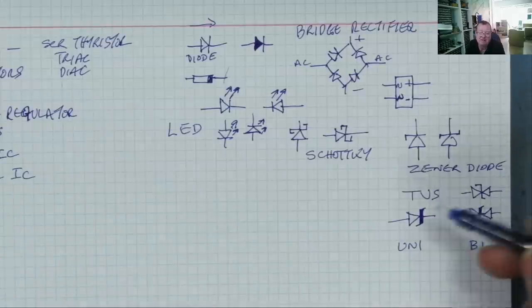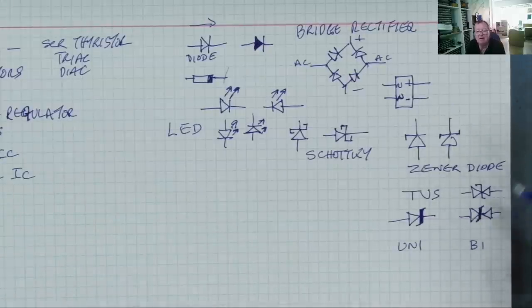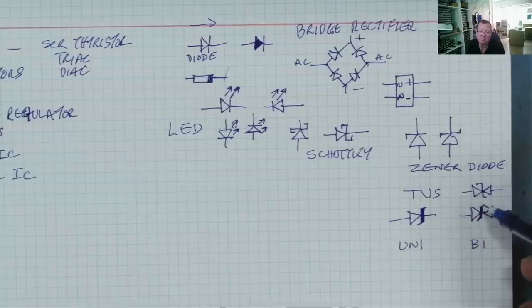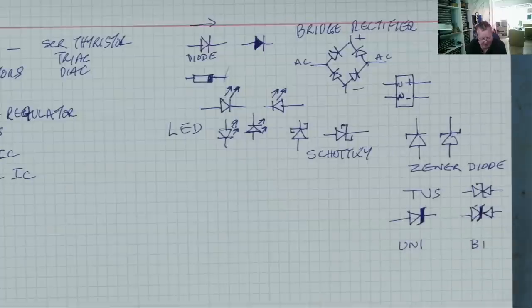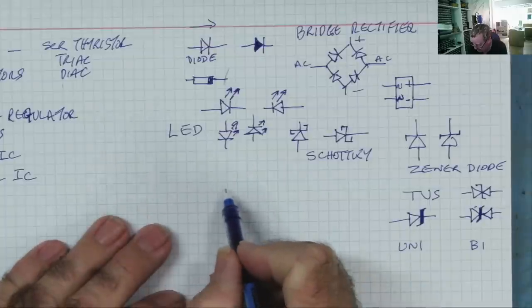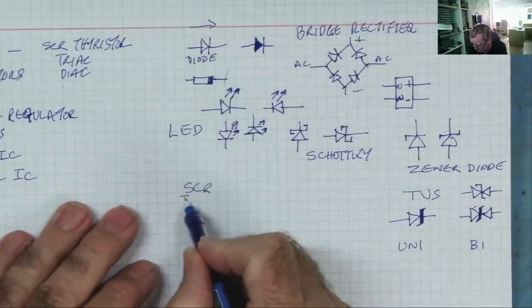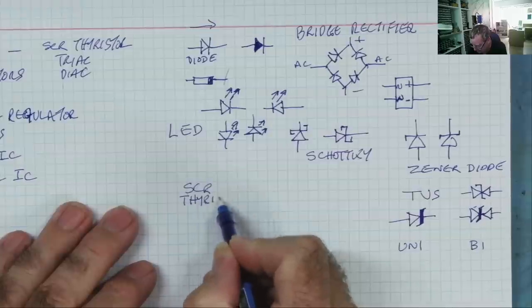Bidirectional TVS, transient voltage suppressor. It's like a bidirectional Zener diode, pretty much, to be quite honest, this one. Other types of diode you'll see, probably in order of likelihood of seeing them, are these ones. So you will see a silicon-controlled rectifier, SCR, otherwise known as a thyristor.